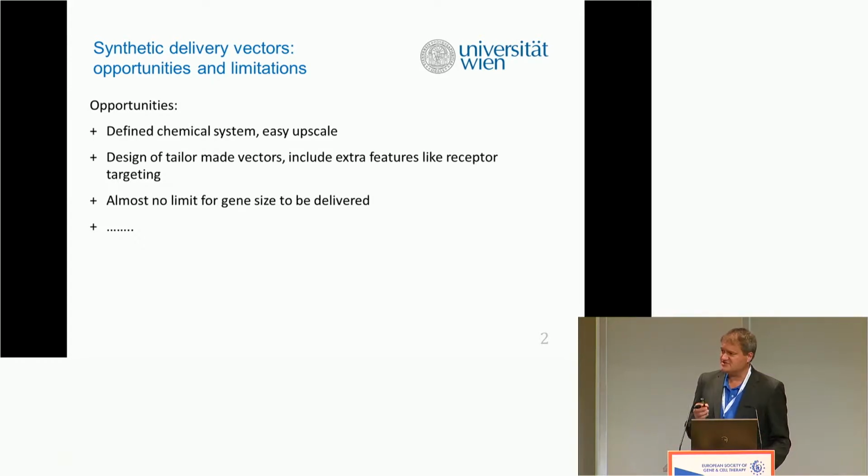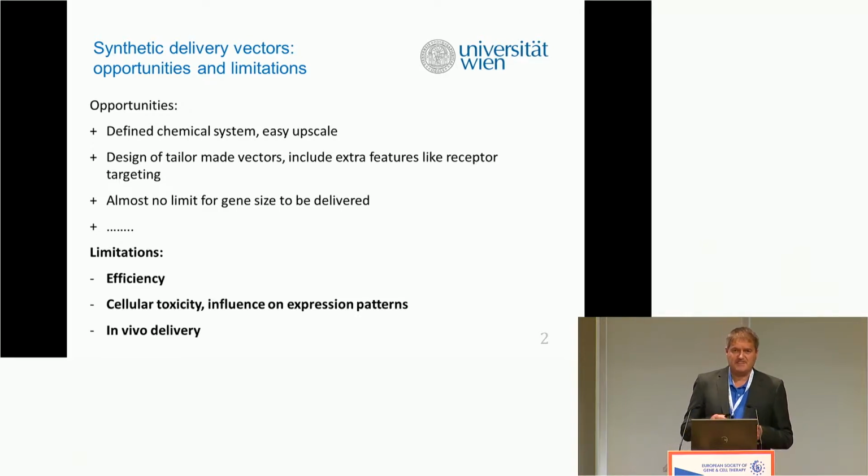So the advantage of such a synthetic delivery system is that you can really upscale it. It's a more or less simple chemical. You can synthesize it, you can produce it, ideally in the gram scale or more. You can add extra features, so kind of responsiveness. That means, for example, that at a certain time during the transfection process inside the cell, the payload is released. You can attach cell-binding ligands. There is pretty much no limitation for the size of the nucleic acid to be delivered, but still, it's a bit hampered by its efficiency.